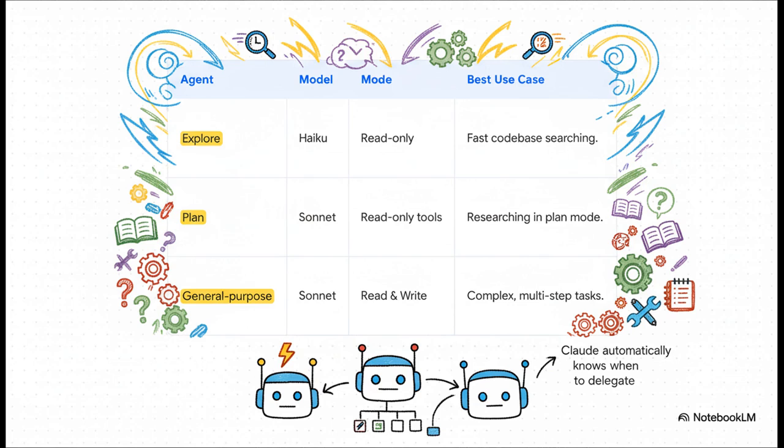First up is the Explore agent. Think of this one as the Scout. It uses the super-fast Haiku model for quick, read-only searches of your code. Then there's the Plan agent. This one uses Sonnet, and it's more of a researcher, digging deep when you're in plan mode.